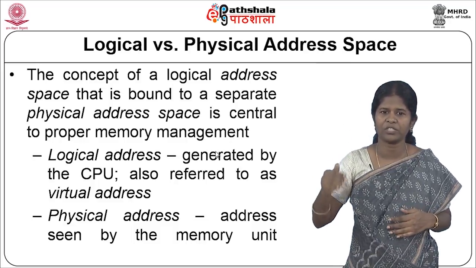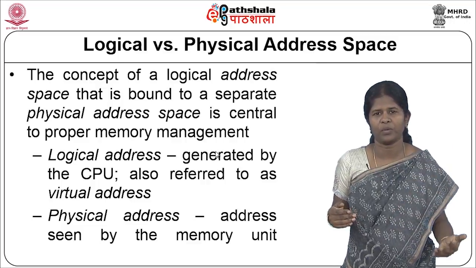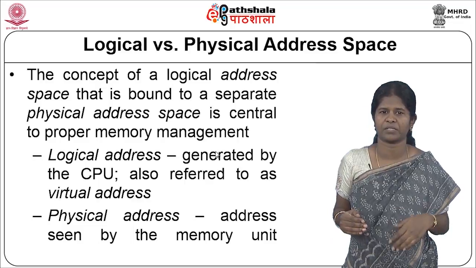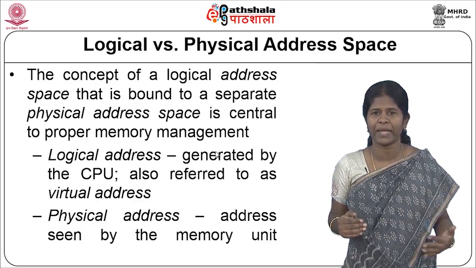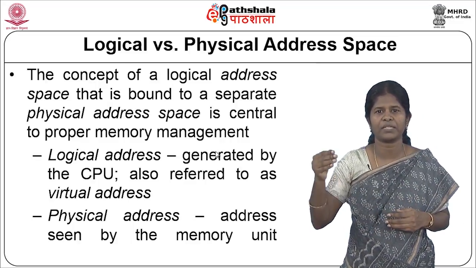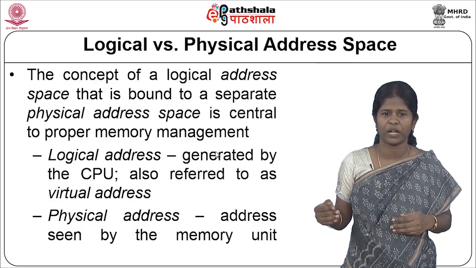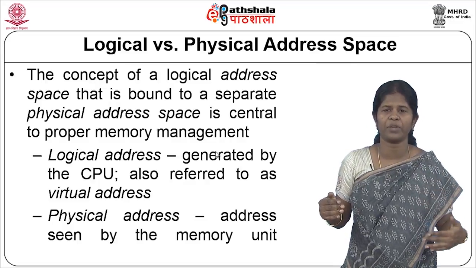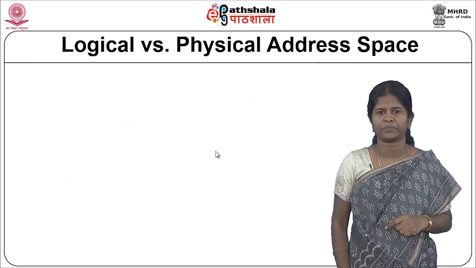Now, this 0 to max address is actually called the logical address, and where it is actually placed in the main memory is called the physical address, the actual physical location where that program or process is placed in the main memory. So, the logical address is the address that is generated by the CPU, and this is also called the virtual address, but the physical address is the address that is actually seen by the memory unit, where it is exactly placed in the main memory.